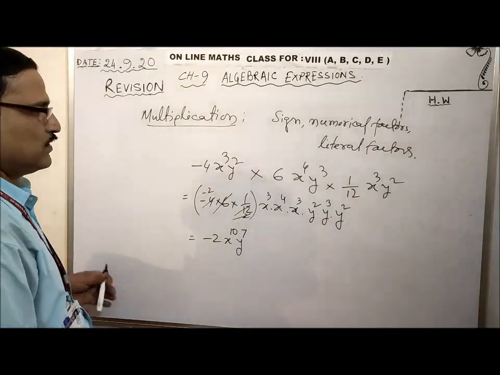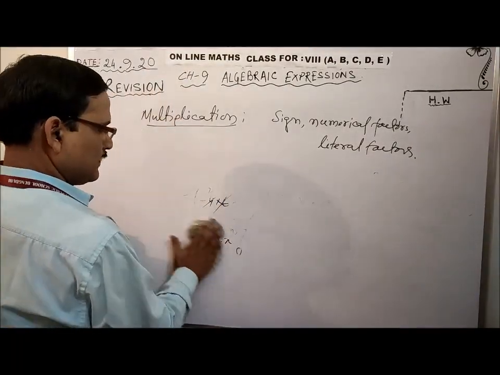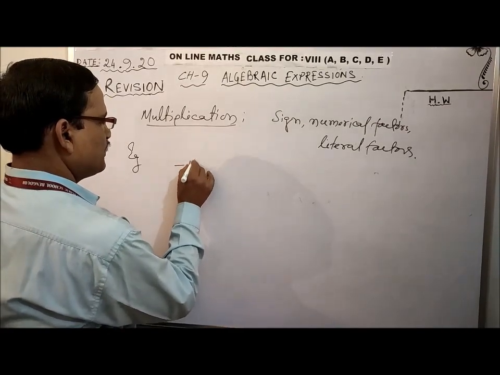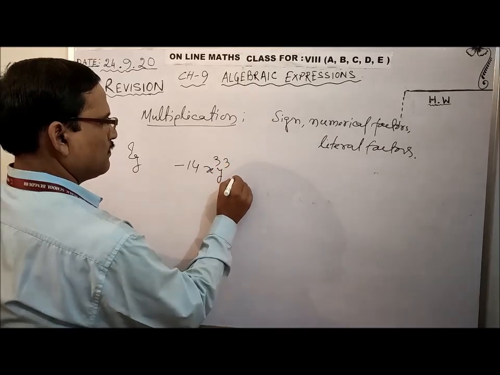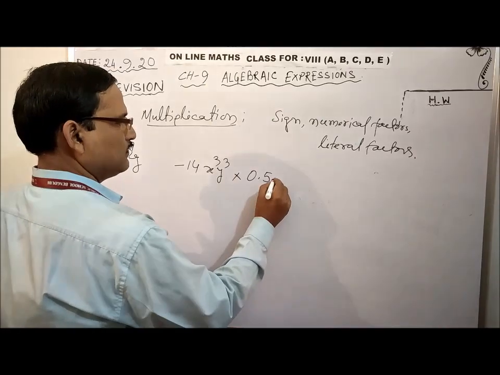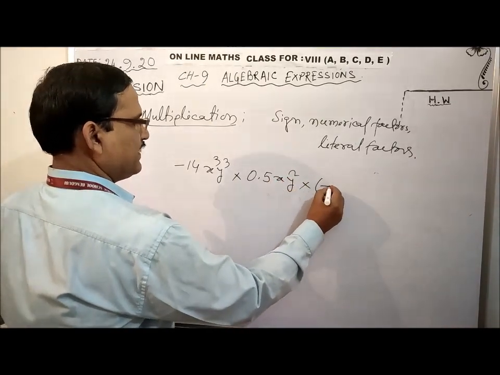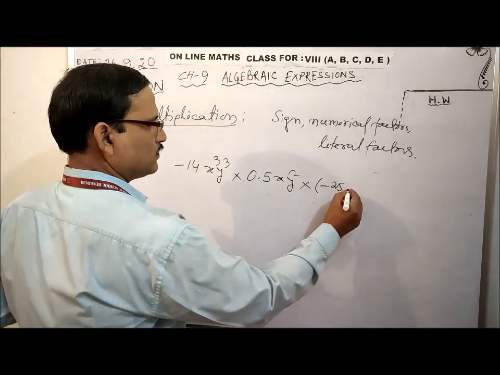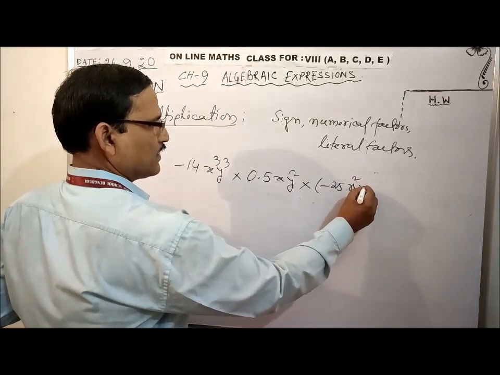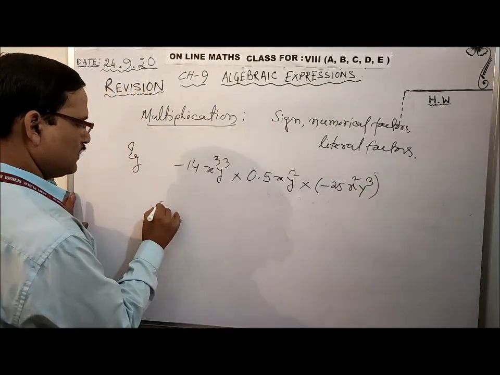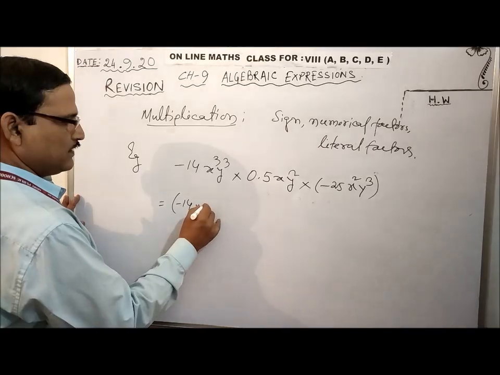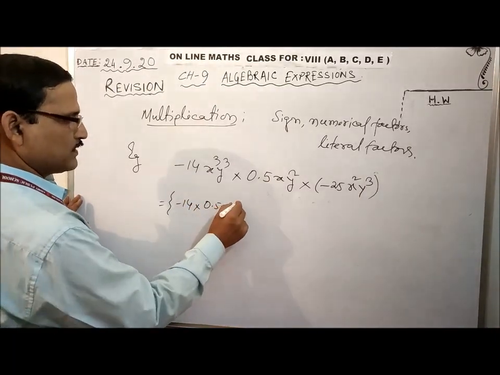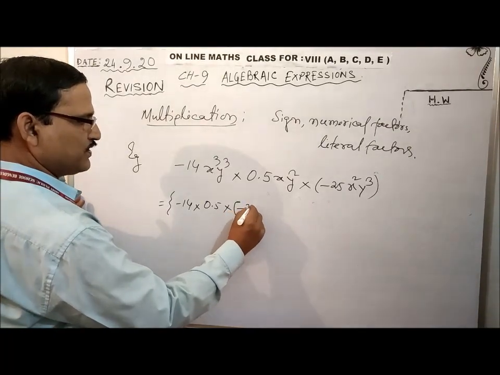One more example of multiplication. How to solve this one? Say minus 14 x cube y cube multiplied by 0.5 x y square multiplied by minus 25 y square x square y cube. What to do? In this, it is minus 14 multiplied by 0.5 multiplied by, in brackets, minus 25. Actually you cannot use two signs in one place.